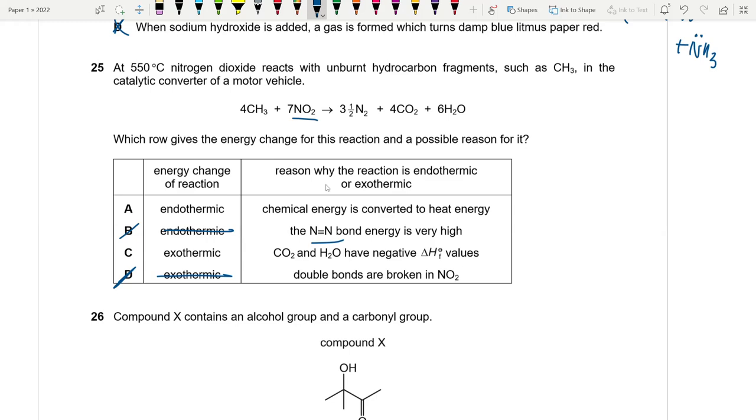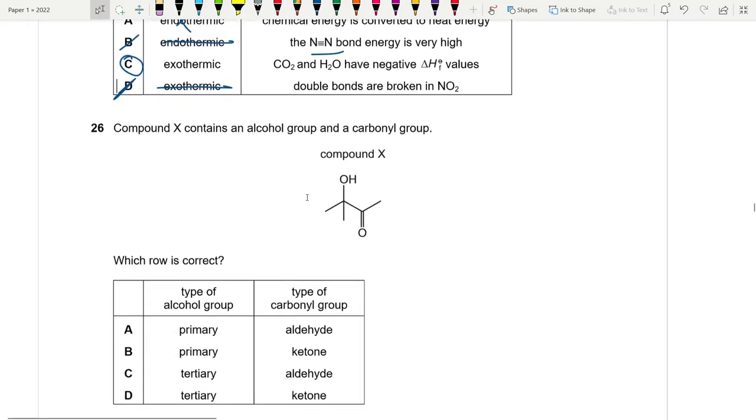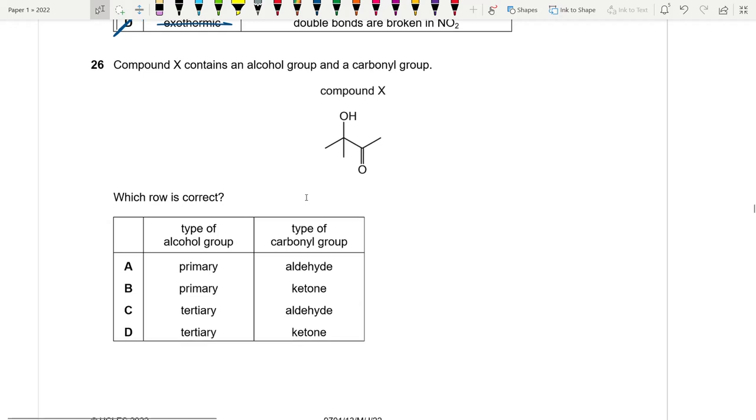A, endothermic, chemical energy is converted to heat energy. This doesn't support the reaction being endothermic. Any reaction which reduces heat is supposed to be exothermic. This is actually an exothermic reaction because it occurs in the motor vehicle, in the exhaust. So it should be C. It's an exothermic reaction for sure. And yeah, CO2 and H2 have negative delta H formation values because bonds are formed, which releases a lot of heat.